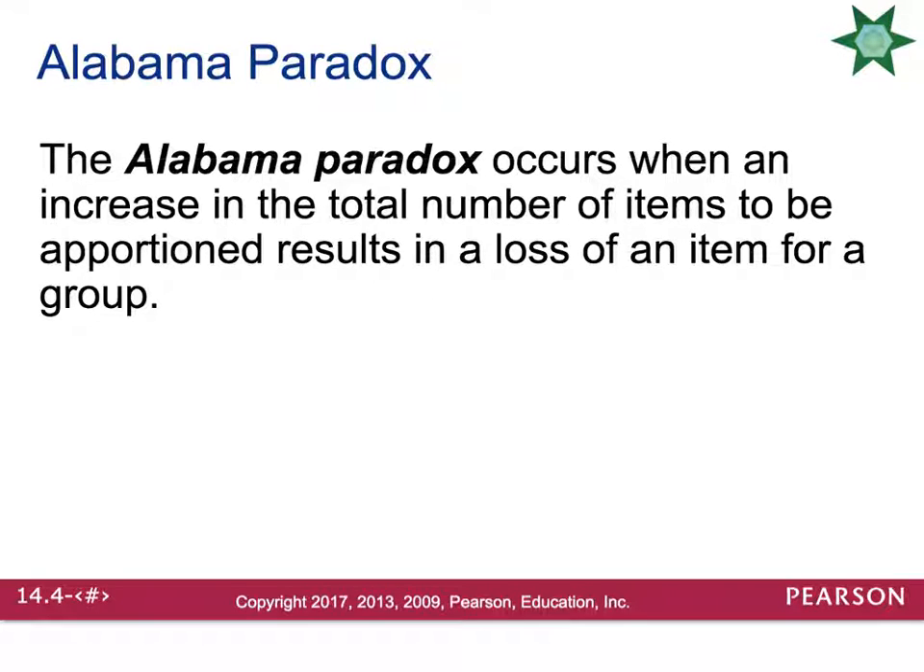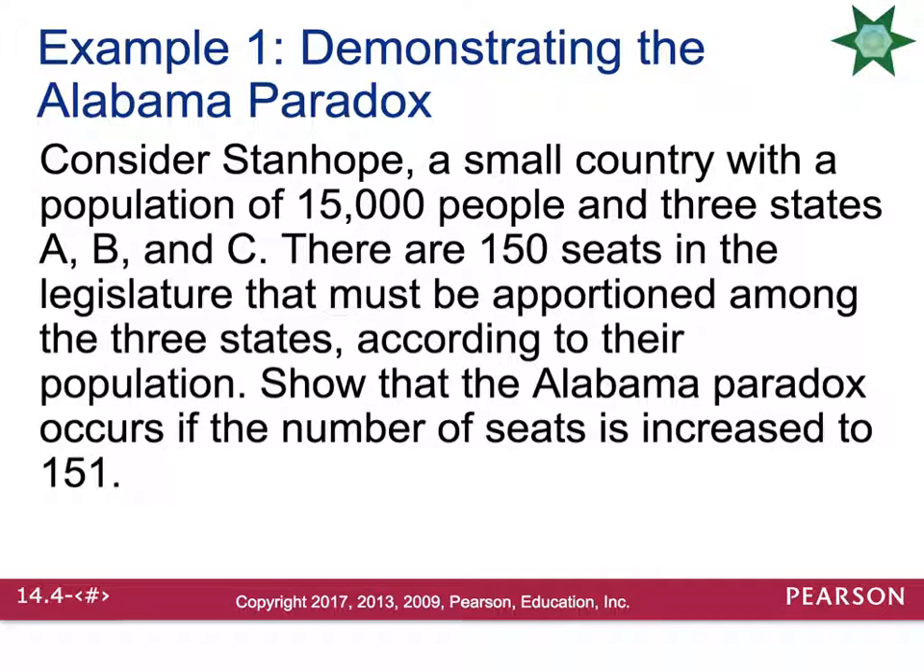This flaw first occurred in the apportionment of the House of Representatives in 1880, when a discussion occurred on whether we should have 299 or 300 members in the House. Using Hamilton's method with 299 members, Alabama would have received 8 seats. But if the total number of representatives were increased to 300, Alabama would have only received 7 seats. So if you ever see a group losing part of their apportionment because there is an increase in size, that's called the Alabama paradox. So let's look at an example of what an Alabama paradox could look like.